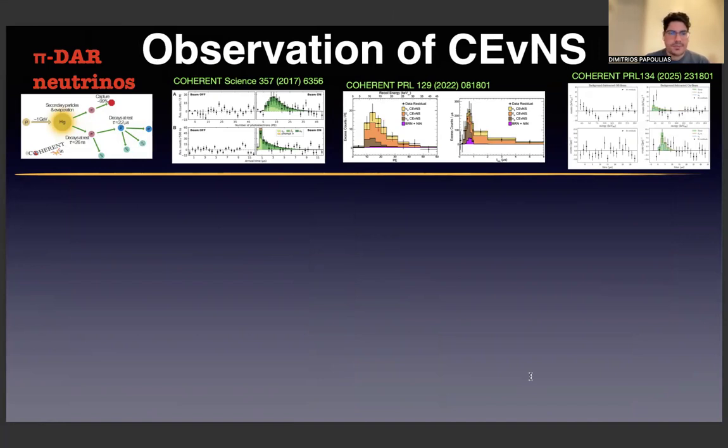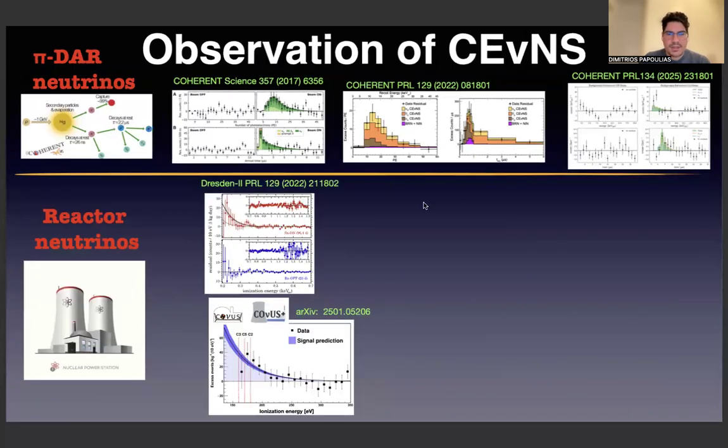original prediction. This first happened with the COHERENT experiment, which used pion decay at rest neutrinos at a spallation neutron source facility, and made the observation using a cesium iodine detector, a liquid argon detector, and a germanium detector. Then, in the coming years, in 2022, the Dresden-II experiment observed CEvNS with reactor antineutrinos, and early this year, the CONUS+ experiment made its own observation using reactor antineutrinos and a germanium target.